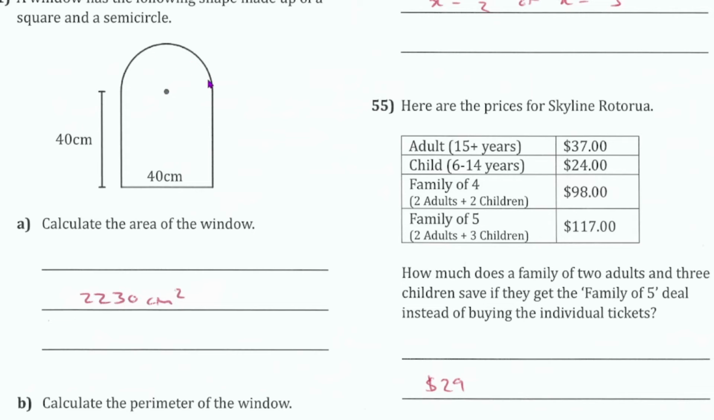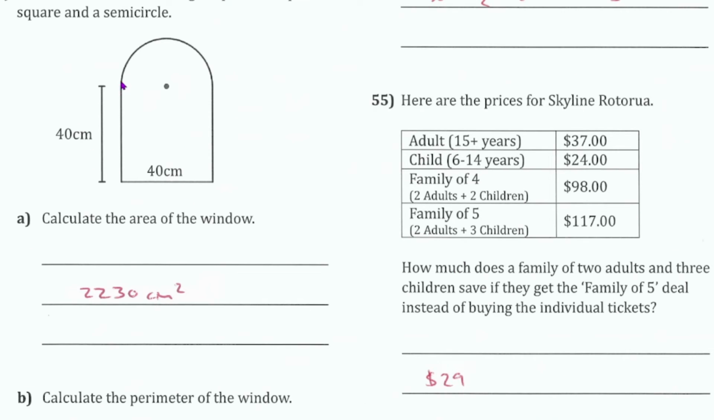To figure out the area of a whole circle, we do pi r squared. Here, though, we only need half a circle. So it's a half pi r squared. So a half pi r squared is going to give us, I think, 430 centimeters. No, 630 centimeters. And we add that to our 1600, and that gets us 2230 centimeters squared. The perimeter of the window is a little bit different.